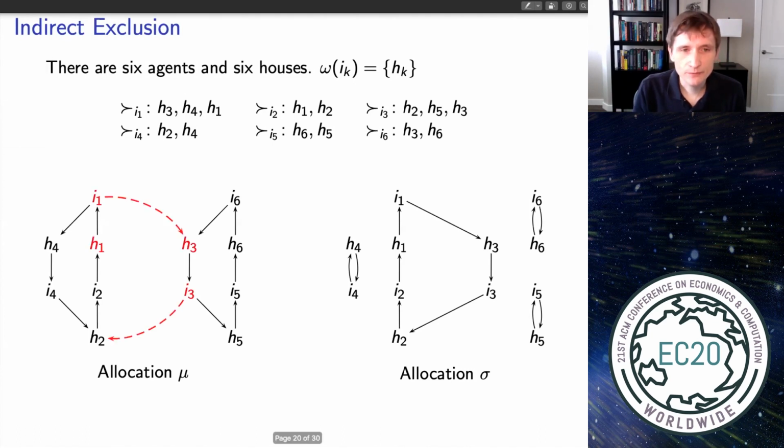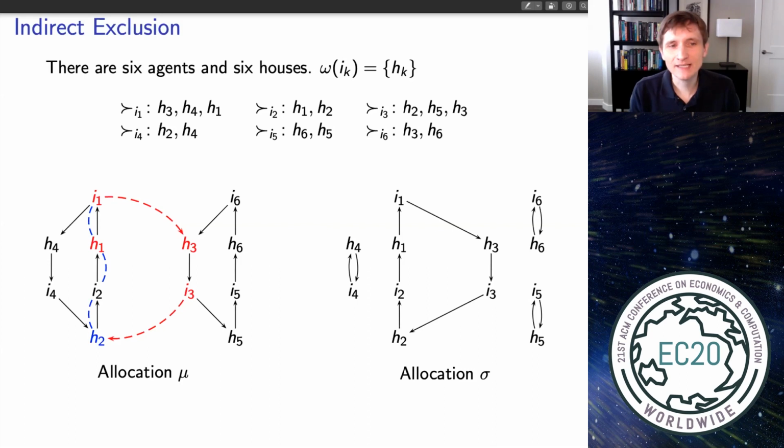In allocation mu, there are 2 agents that would like to reallocate houses. Okay, agents 1 and 3. Now, in principle, house 3 could be taken by these agents as a coalition because, well, agent 3 owns it, so we can exclude agent 6 from it. House 2, on the other hand, which is something agent 3 wants, is not in the coalition's endowment. Okay, but the coalition might be able to use its exclusion power to gain access to this house. Okay, and this is how they would do it.